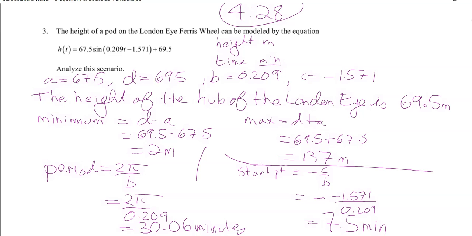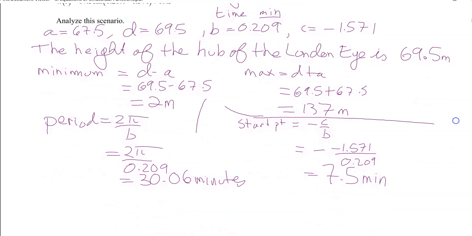That's all you paid for, probably. So that 7.5 makes perfect sense, right? That's when you go from the bottom, so that's when you reach the middle, and you're going up. Okay? So in the context of the whole scenario, that's what it said, right? Analyze the scenario. So let's just kind of put that in.